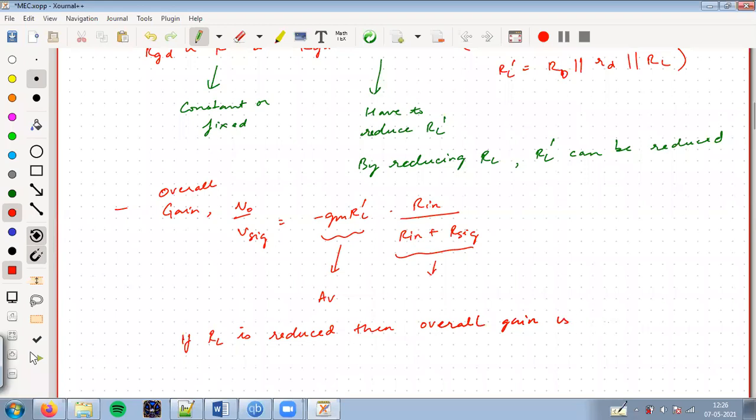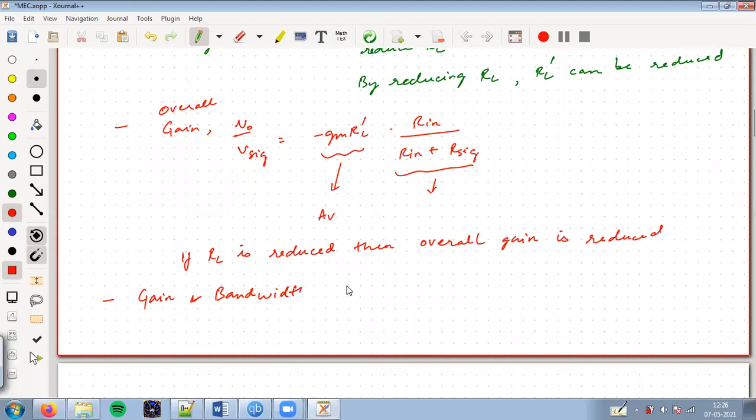also reduced, right? But that is the trade-off here. It is actually called gain and bandwidth trade-off. If I want to improve my bandwidth, I have to reduce my gain. If I want to improve my gain, I have to reduce my bandwidth. So this is actually called a bandwidth and gain trade-off.